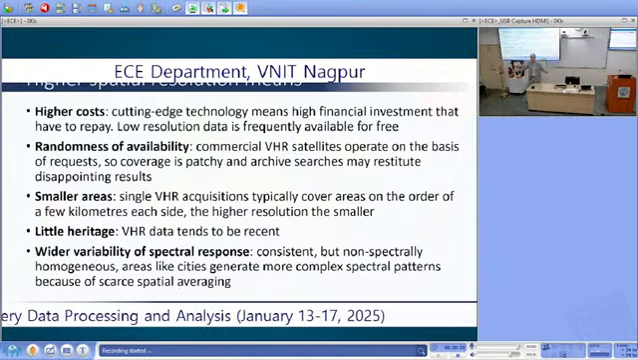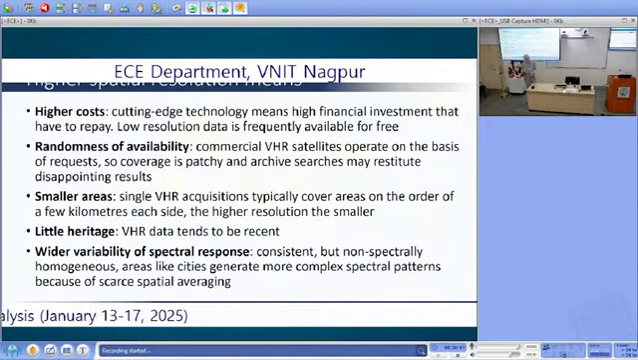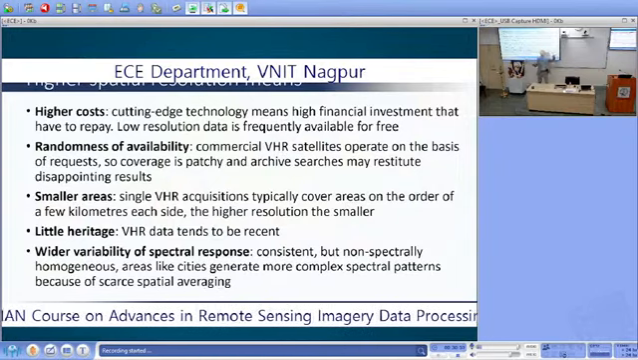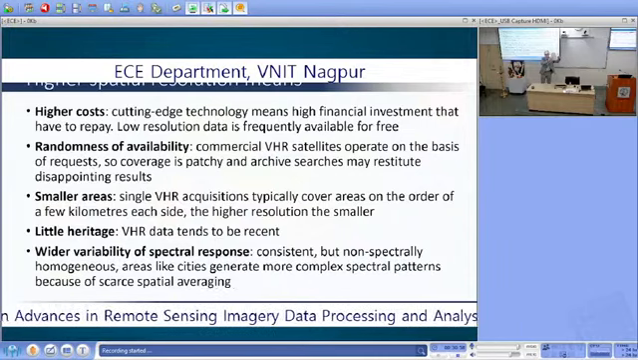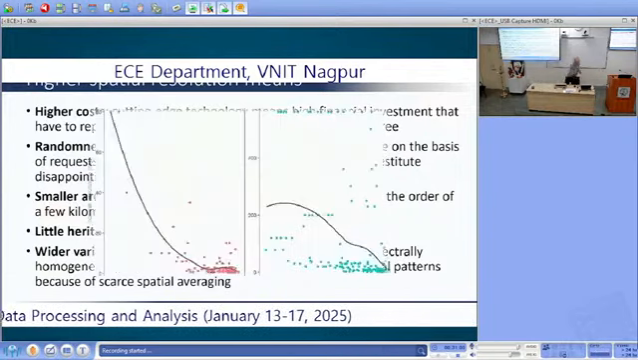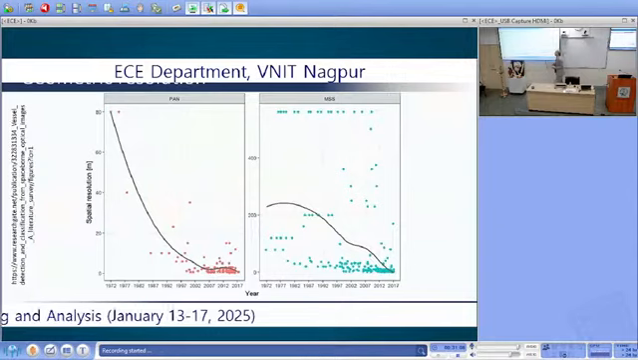With smaller areas at high resolution, you cannot cover a very broad area, also because the amount of data that you need becomes prohibitively giant. Little heritage: you can't go far back in the past, because as the technology evolves, you get higher and higher spatial resolution. But for heritage data in the past, this is more difficult. So let me focus on this.